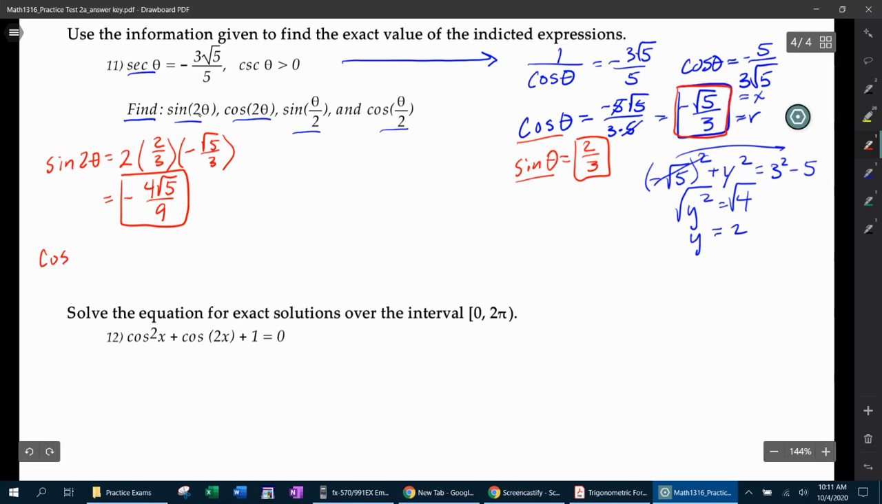Next, cosine of 2 theta. Well, we've got 3 formulas for cosine of 2 theta. And I'm going to pick the one that says 1 minus 2 sine squared theta.